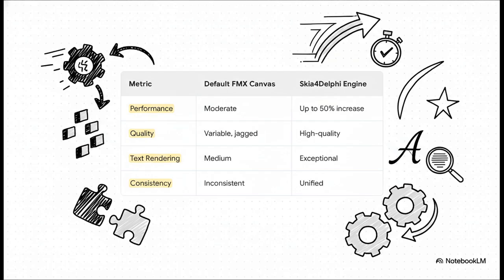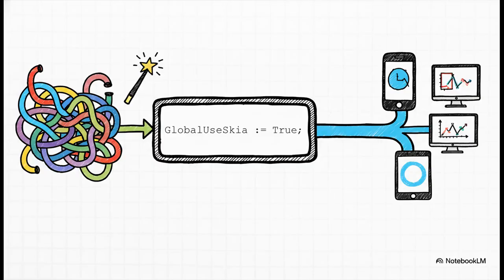But it's not just about speed. The visual quality is on another planet. We're talking smooth, anti-aliased lines and incredibly crisp text that looks amazing on any screen. And here's the real kicker: consistency. You design your UI once, and you know it's going to look and perform beautifully everywhere, because the exact same engine is drawing it.